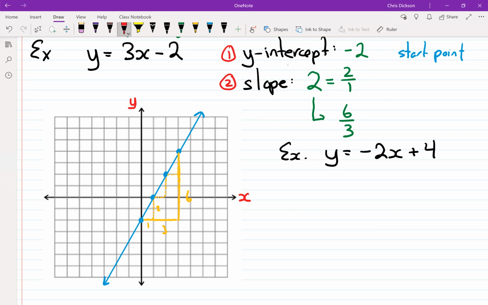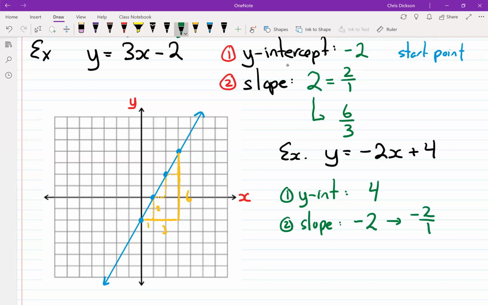Okay, so once again, the order of things is you want to do your y-intercept first, and then you want to do your slope. My y-intercept is the last number, so 4. And my slope is negative 2, but as a fraction, that would be negative 2 over 1. I always like to write the negative sign on top if there's a negative. You could write it on the bottom, but sometimes it gets confusing what that's telling you.